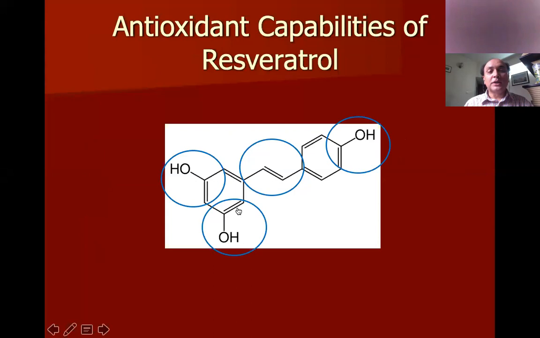So the antioxidant capabilities of resveratrol: I told you it has three hydroxyl groups. This is the main site for antioxidant activity, and the hydroxyl group can react with the hydroxyl radical and make water.